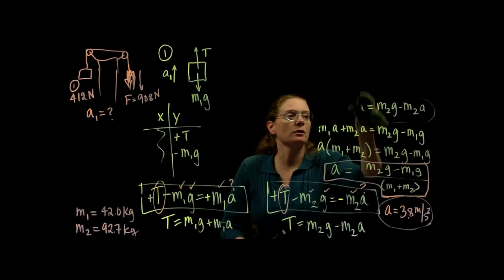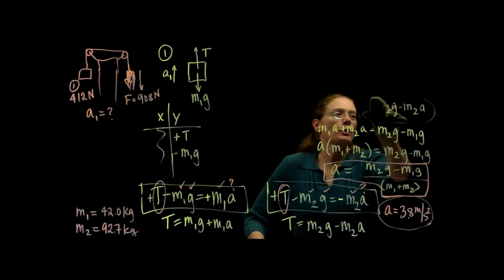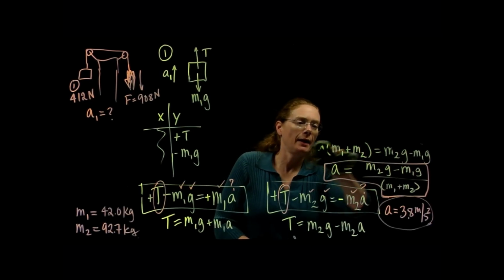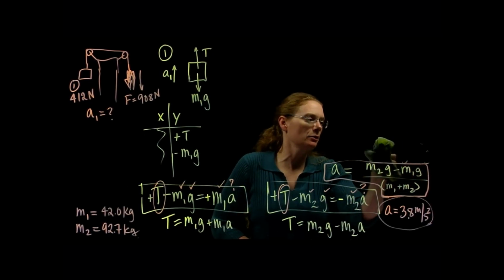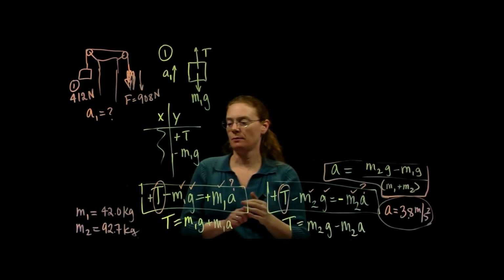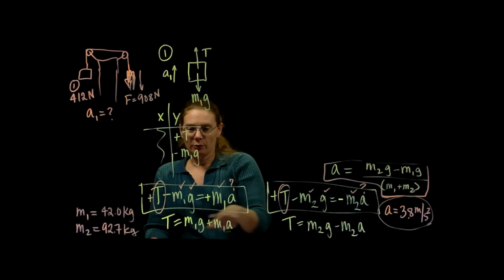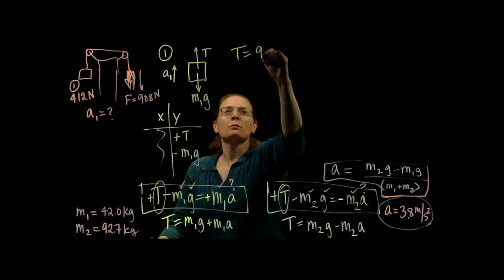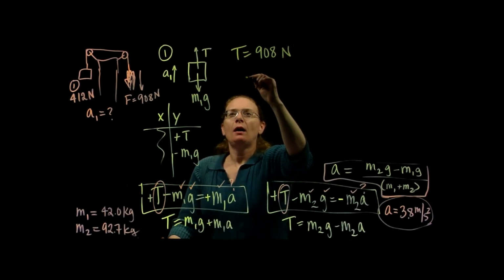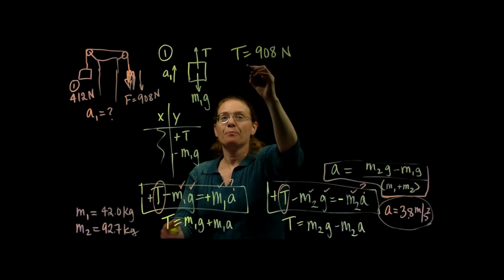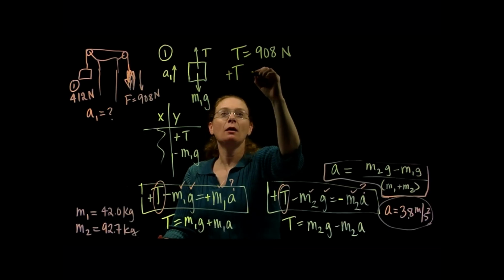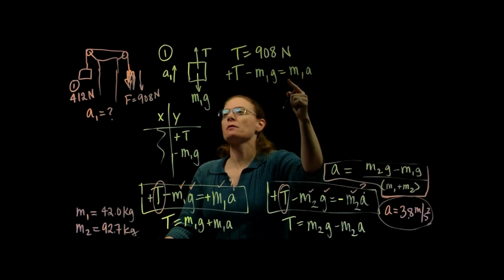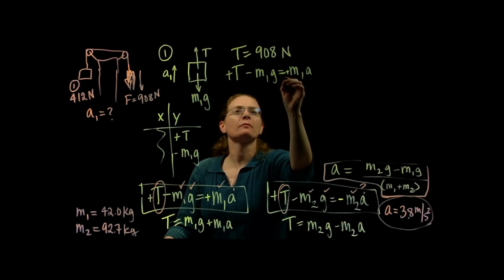So you can just say, oh, if we're pulling down on it with a force of 908 newtons, that is my tension. I have a tension equal to 908 newtons. Can I solve for the acceleration? This is all still true, right? We haven't changed anything here. So I know my tension is 908 newtons, excuse me. And I want to solve for the acceleration. Okay, so I have plus tension minus m1g equals m1a. Is that positive or negative? Positive acceleration.